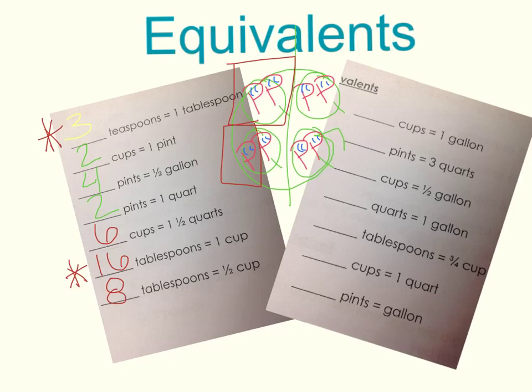Coming up on the other side, how many cups in a gallon? There are 16. If we were to count all of the C's in the whole G over here, we would count 16 of them. How many pints in 3 quarts? Well, look at the Q's and we'll count the P's inside. 1, 2, 3, 4, 5, 6. There are 6.